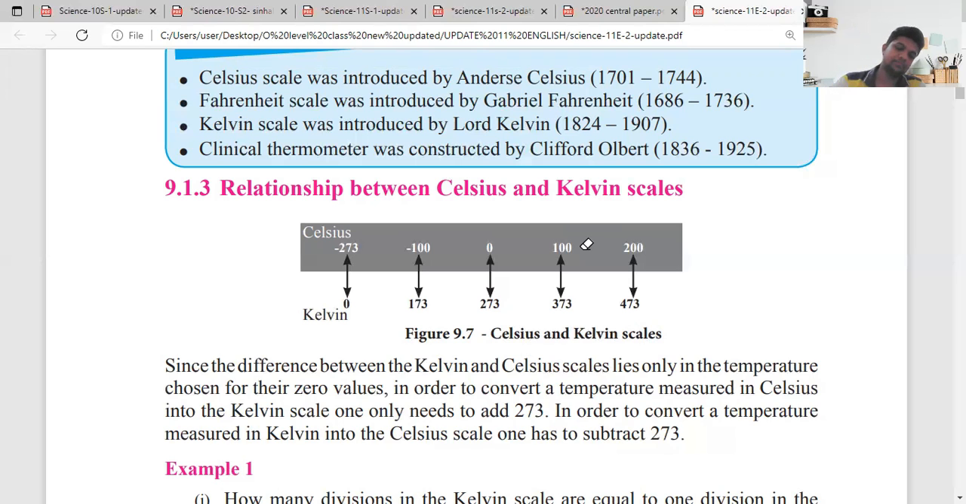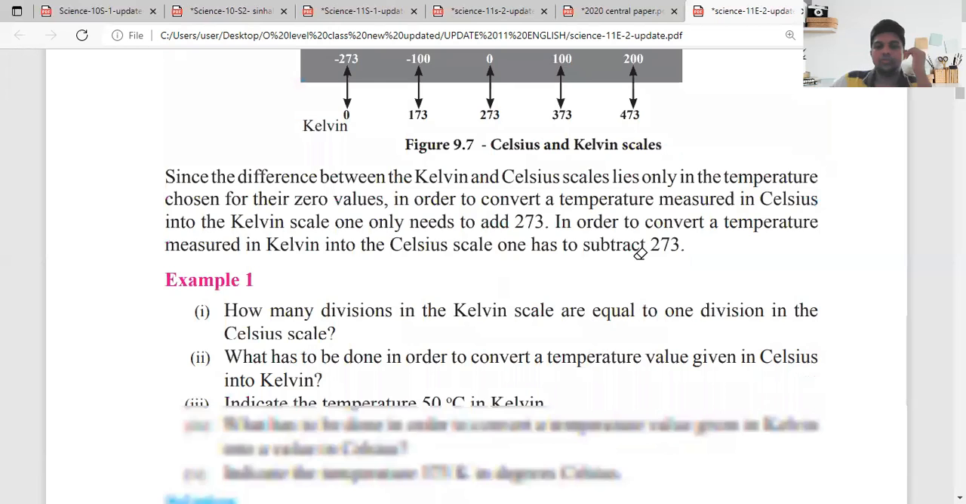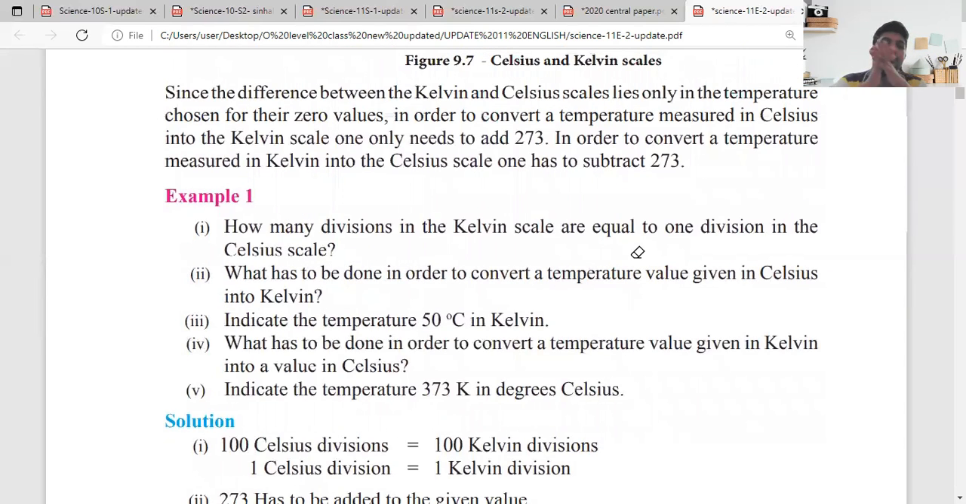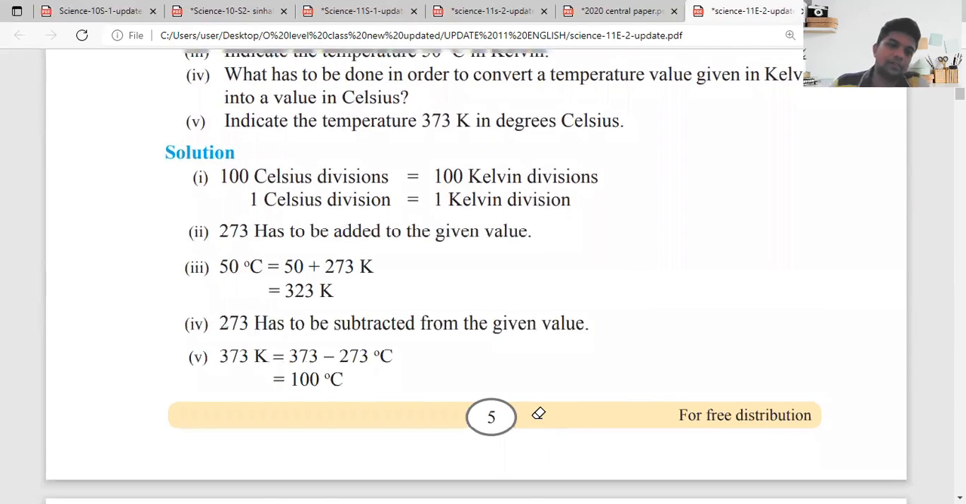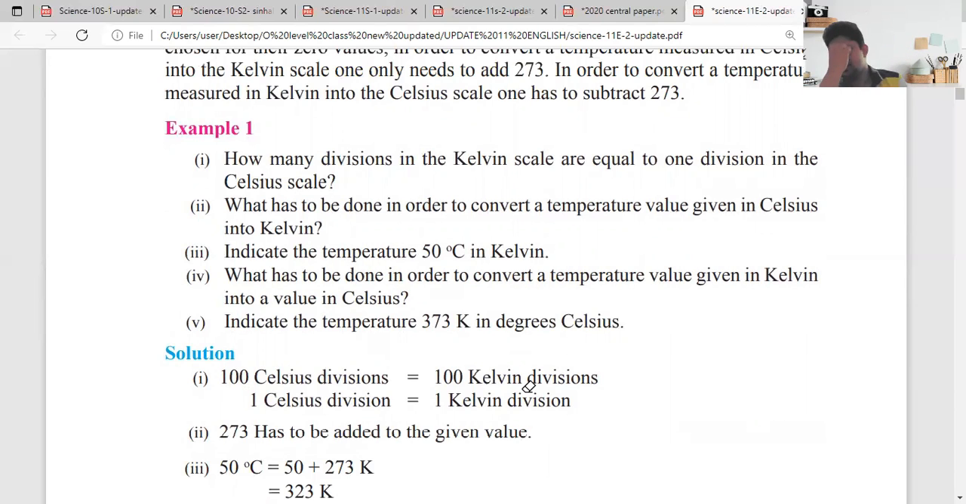Let's go with the example. Write example number 1, page 5. No need to write the example questions. They have given us an equation to do. First one: how many divisions in Kelvin scale are equal to 1 division in Celsius scale?